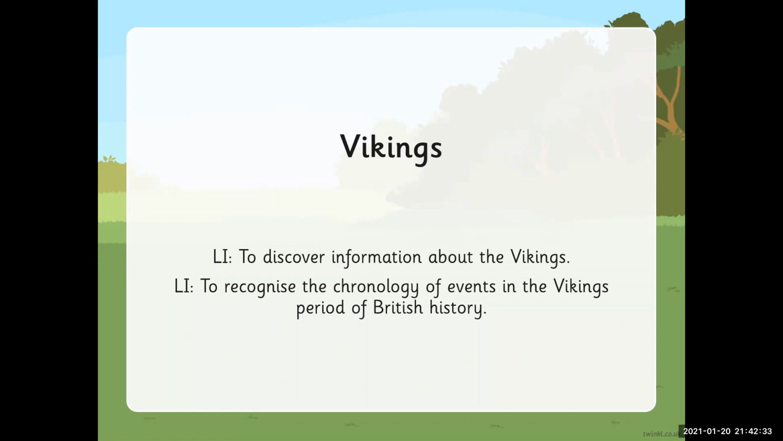So our learning intentions today are to discover information about the Vikings, but also to recognise the chronology of events in the Vikings period of British history. The word Viking means pirate or raider. The Vikings came to Britain from the three Scandinavian countries that we now call Denmark, Sweden, and Norway.